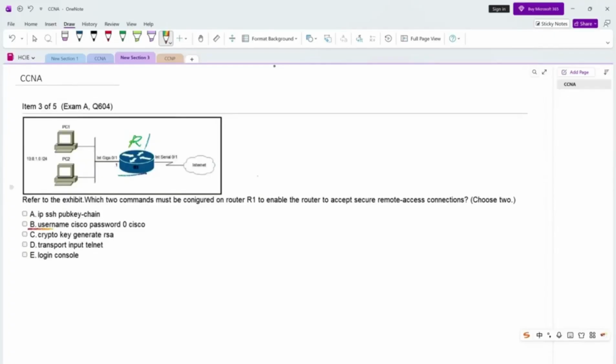1 is this one. You need to configure this particular password, right? These 2 crucial options, B and C. Option B is specifically used to create a local username and a corresponding password, which are absolutely required for a secure SSH login. You absolutely must configure this important setting. Then, option C is designed to generate the asymmetric RSA key pair, which is essential for secure communication. Right? So these 2 options are correct. So choose B and C.